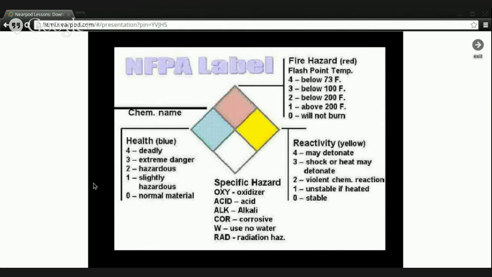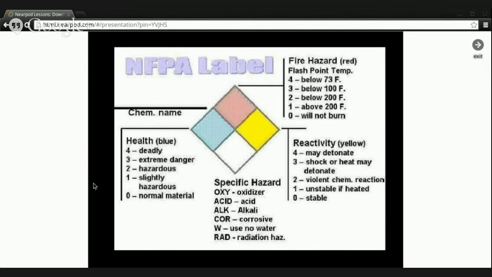Then you have acid, you have alkali, corrosive, is COR. You have use no water, because there are many chemicals out there that if you put water on them, they will explode. And then, of course, you have RAD, radiation hazards. So that's what you use for special hazards. That goes into the white area.